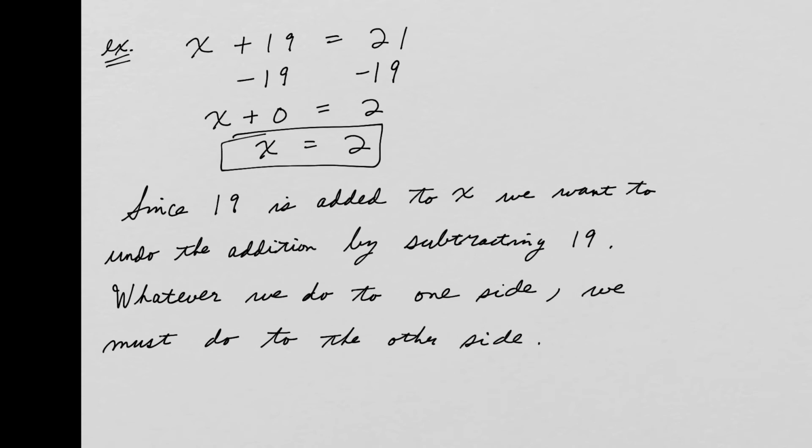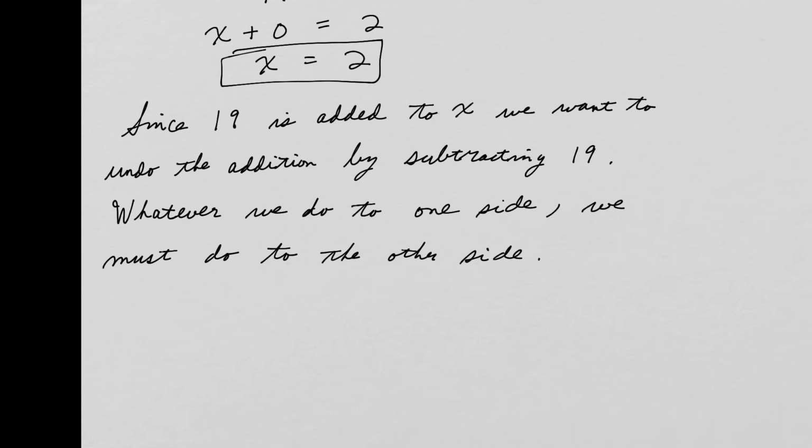So notice here, in order to isolate the x, I had to subtract 19 on the left-hand side, but I also must subtract 19 on the right-hand side, right? And then I still have an equivalent equation, and now that the x is isolated, I can just read off my answer. X is equal to 2. Okay, and with practice, you'll get very good at doing these. So here's another example.